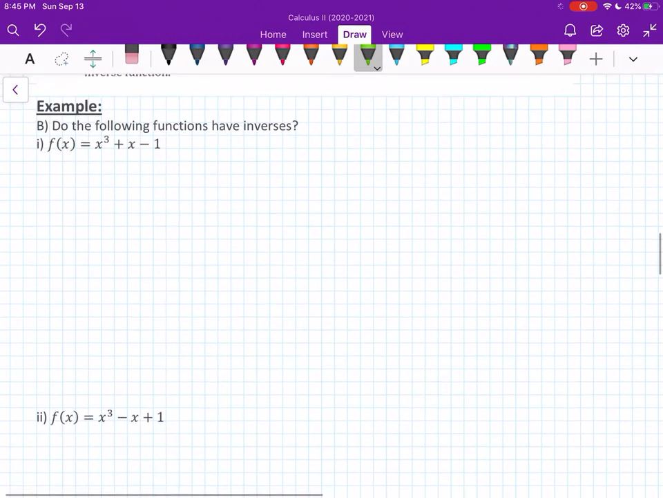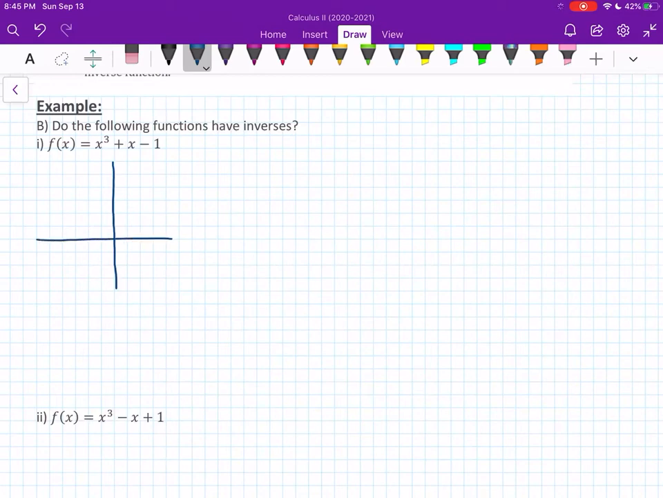So we have two examples here. Do the following functions have an inverse? So let's take a look at their graphs and see what we think. So this first function, and I don't expect you to know how to graph a cubic by hand, so it's okay if you're using Desmos or your graphing calculator to do these. Let's see here. So the x-intercept's -1, does not cross 1, and looks kind of the same on the other side. Okay, so there's my function.